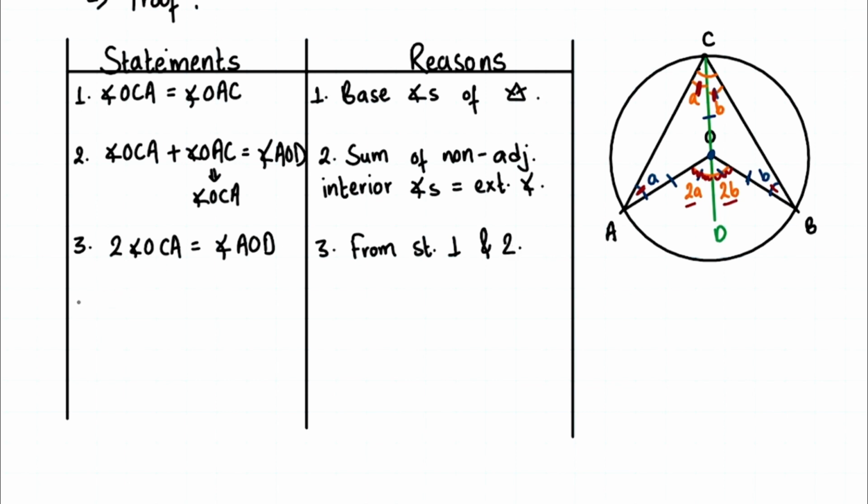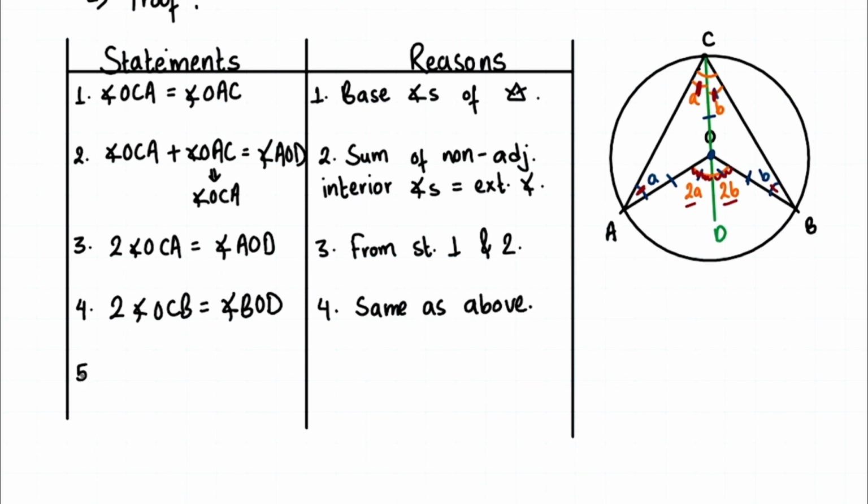So similarly, in our number 4, now what we can write is 2 times angle OCB is equal to BOD. So 2 times this angle B. So OCB is going to be this angle BOD, it's 2B. So the reason is going to be the same as above. We are not going to repeat all those steps again.